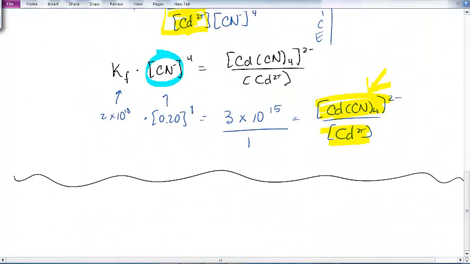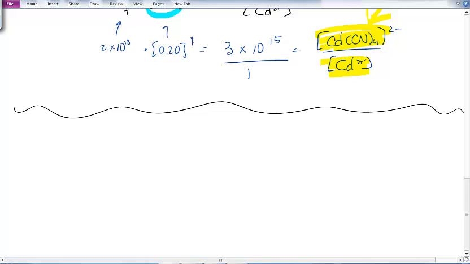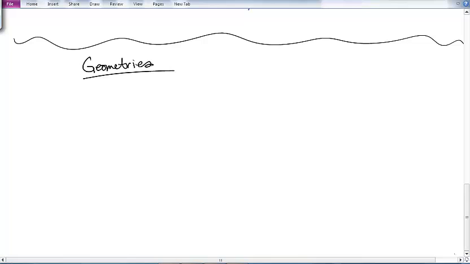All right, the other thing I said, there were 2 things today. One was the equilibrium, the other is the geometries, and this is not difficult. I just kind of need to show it to you. And I'm going to just make a little table. But as those ligands attach to the central metal cation, they attach in a specific shape. So we're going to take a look at the coordination number.